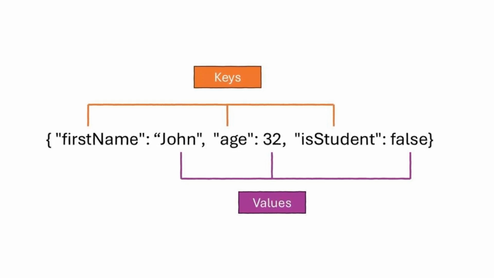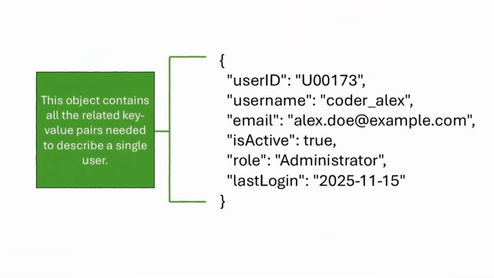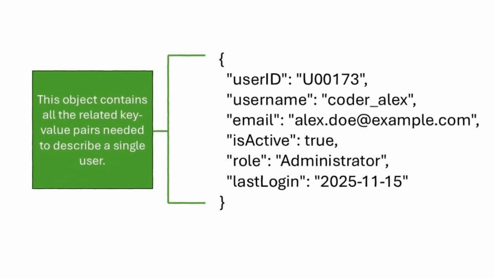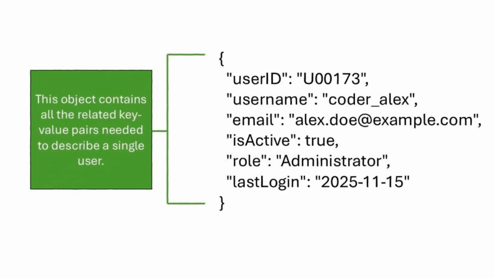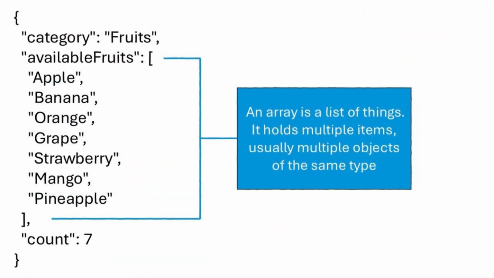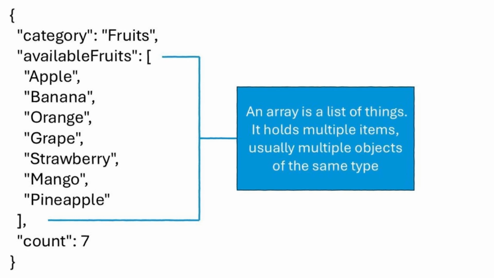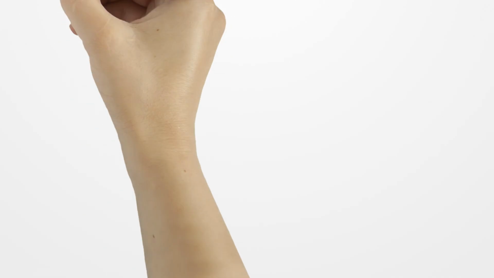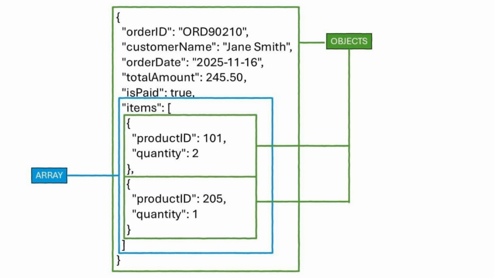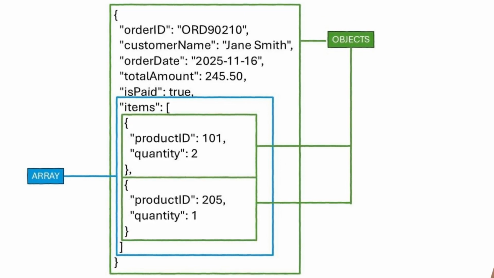JSON uses two main containers to organize this data, objects and arrays. The object, identified by curly braces, acts like a single labeled container or record. It groups related key-value pairs together to describe one complete item, such as a user, a product, or an order. An array, identified by square brackets, is a list of things. It holds multiple items, usually multiple objects of the same type, like a list of all items in an order or a list of all users on a page. The power comes when you nest them. A customer order object might contain an items array, and that array holds multiple product objects. This is how complex real-world data is structured.